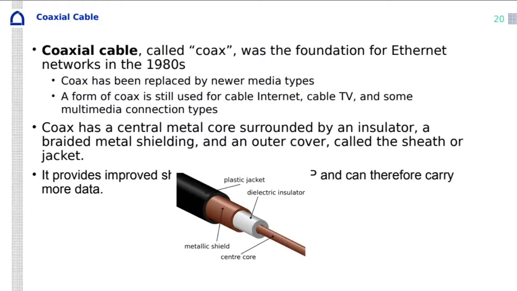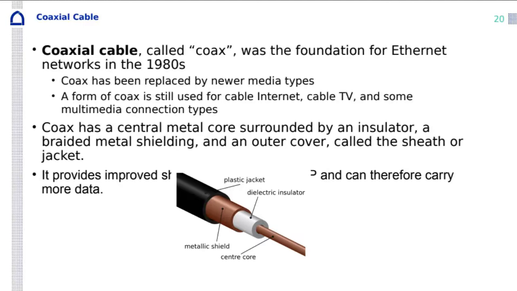Coaxial cable, it is the thick cable. This is the old one. It started being used in the 1980s. But nowadays we use other cables. We use UTP, twisted pairs, fiber. However, it's still used for some cable internet, cable TV, and some multimedia devices.